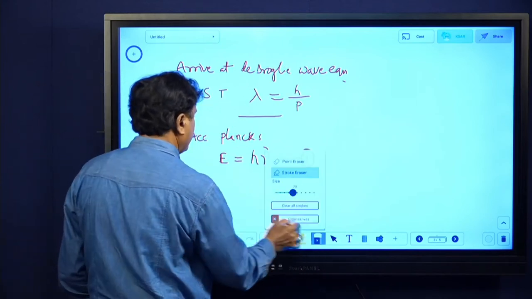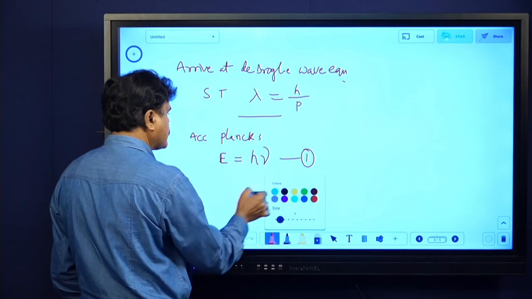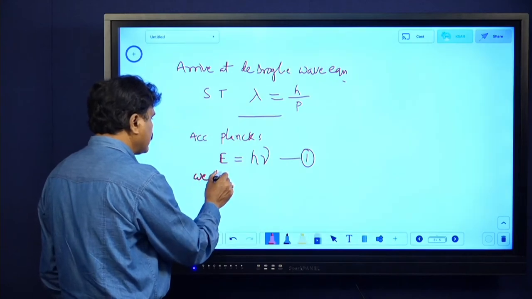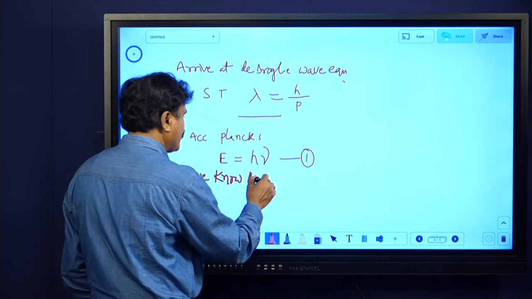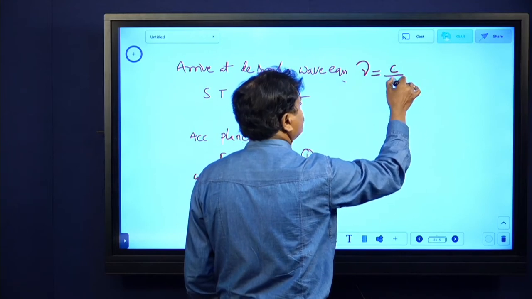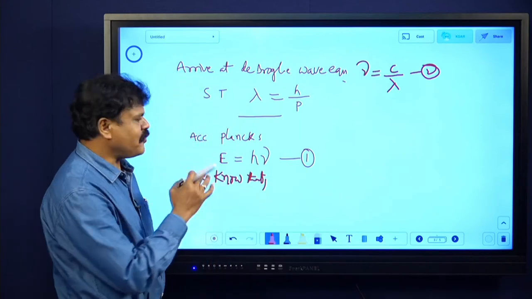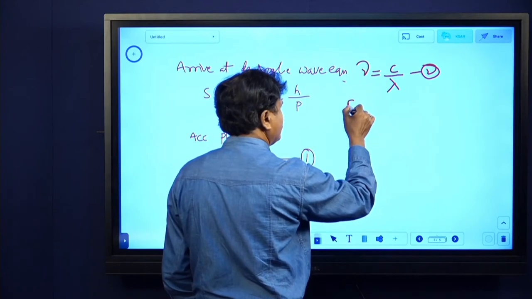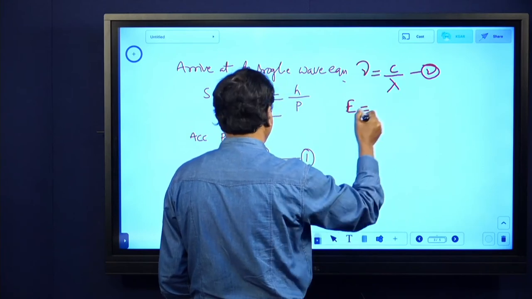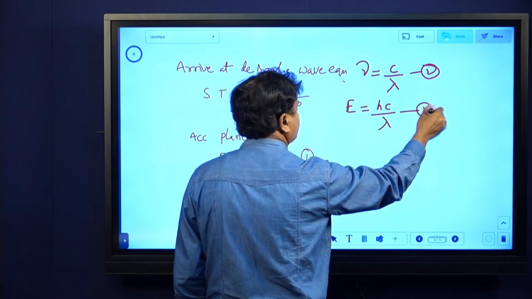Further, h is Planck's constant and nu is the frequency of incident radiation. Further, you write: we know that nu equals c by lambda, where c is the speed of light and lambda is the wavelength. Call it equation 2. Now from equations 1 and 2, we can write E equals hc by lambda.